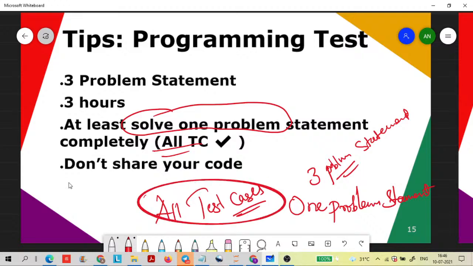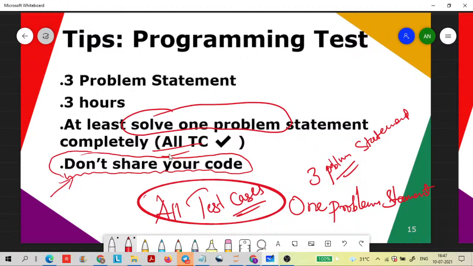And also remember, don't share your code with your friends, as with plagiarism detection, they will catch you if you copy or use someone else's code. So don't share your code.